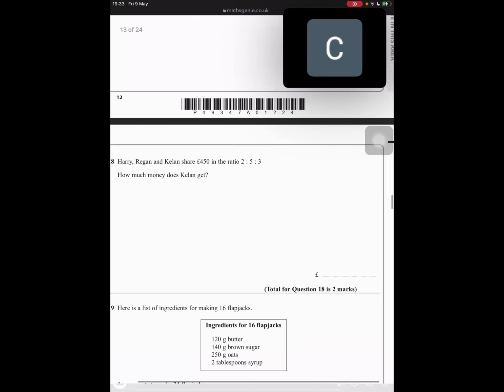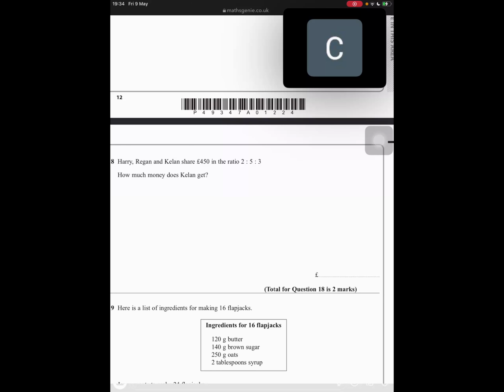Okay, this one looks like a probability. Okay, sorry, I thought it was probability. Okay, so Harry, Reagan, and Keelan share 450 pounds in the ratio 2:5:3. And that says how much does Keelan get? Well, Keelan's part of the ratio is 3. So what we'll do first is to add everything up, right?